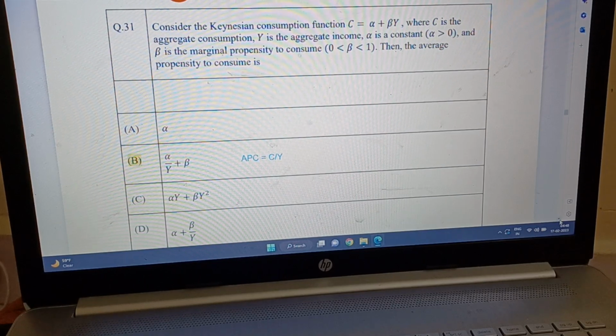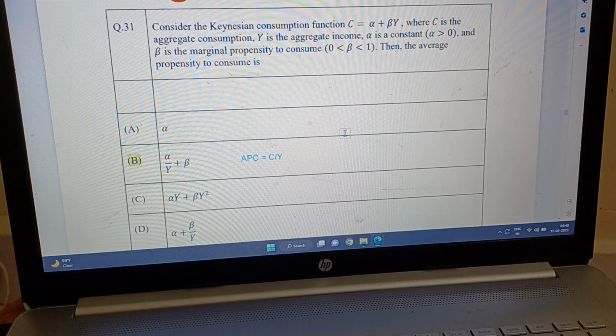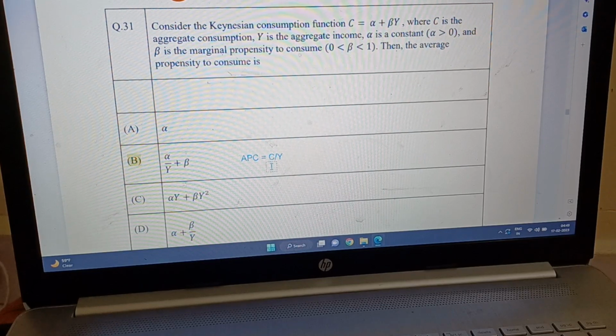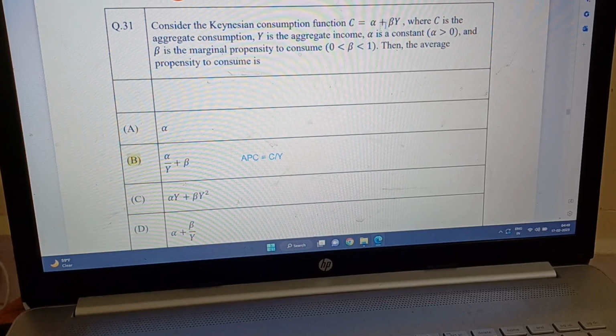Now here is the question number 31. It says, consider the Keynesian consumption function C is equal to alpha plus beta Y, where C is the aggregate consumption, Y is the aggregate income, alpha is the constant, alpha greater than 0, that is the minimum consumption even if we have to eat to survive without income, and beta is the marginal propensity to consume, which is always less than 1. Then the average propensity to consume is, so average propensity to consume is just C divided by Y. So divide this by Y.